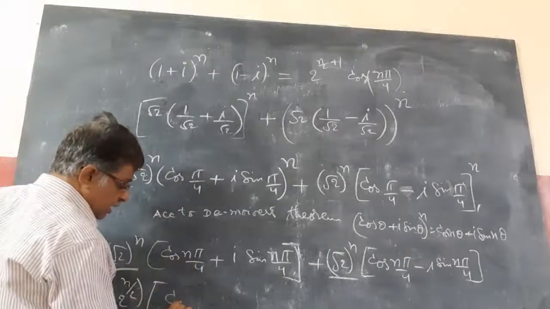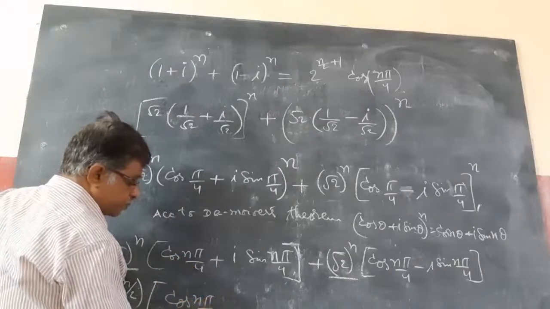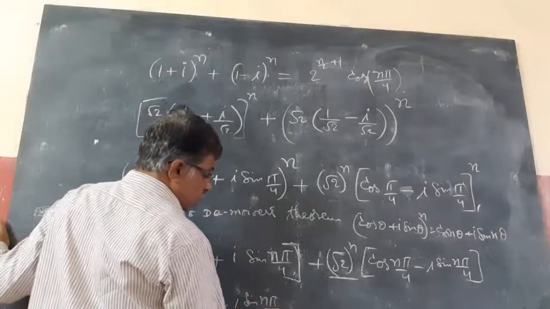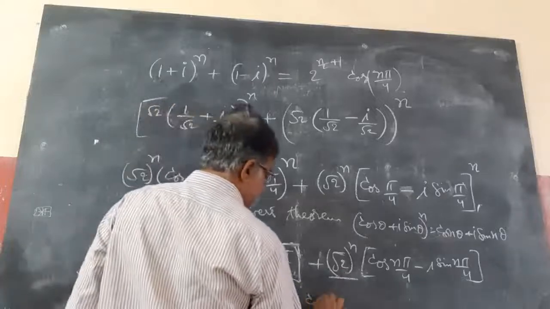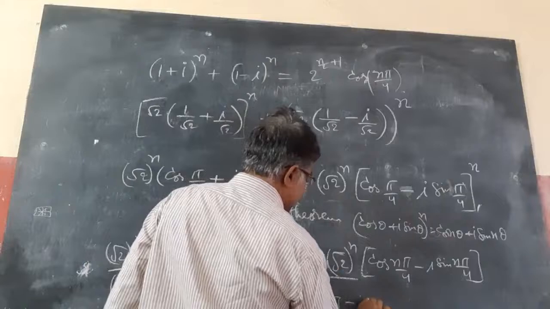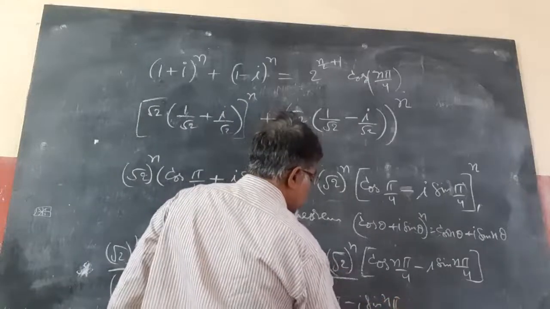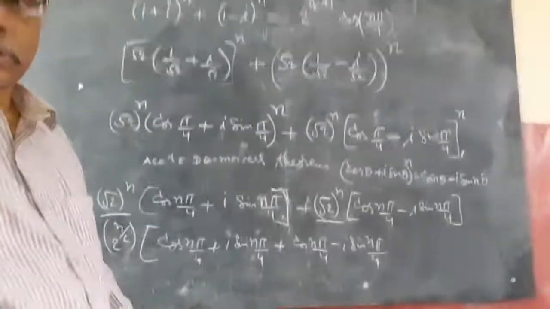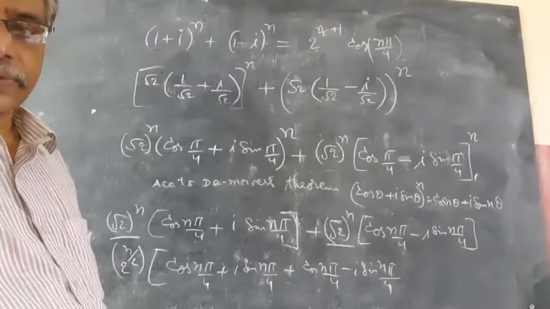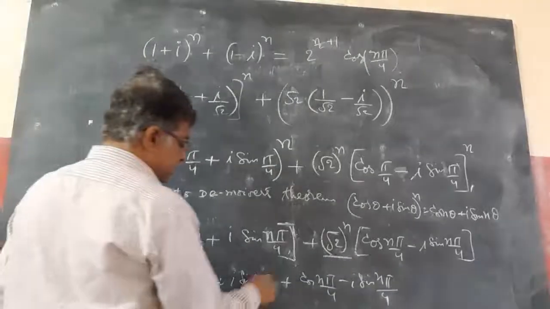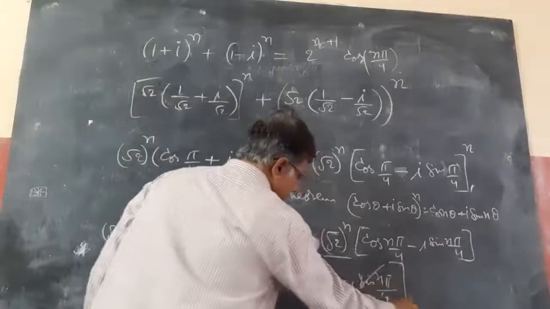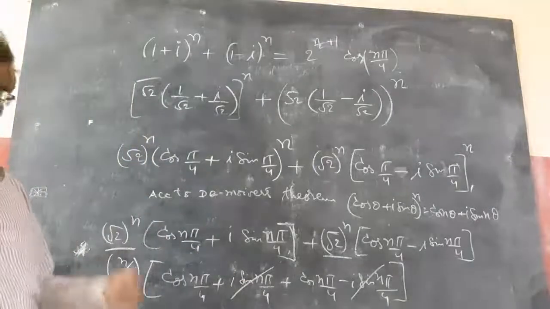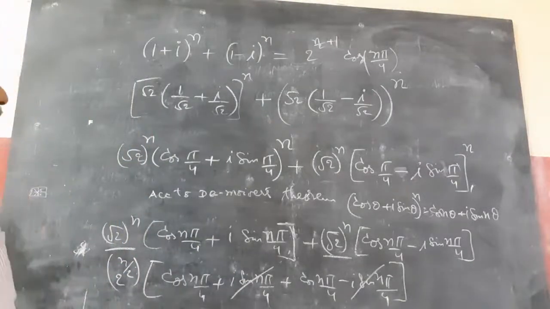Left out here is cos n pi by 4 plus i sin n pi by 4, plus cos n pi by 4 minus i sin n pi by 4. Now the i sin n pi by 4 terms cancel. Now this is cos n pi by 4 plus cos n pi by 4, which becomes 2 cos n pi by 4.